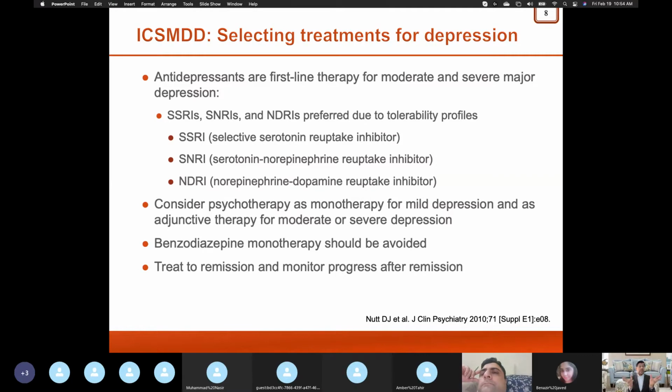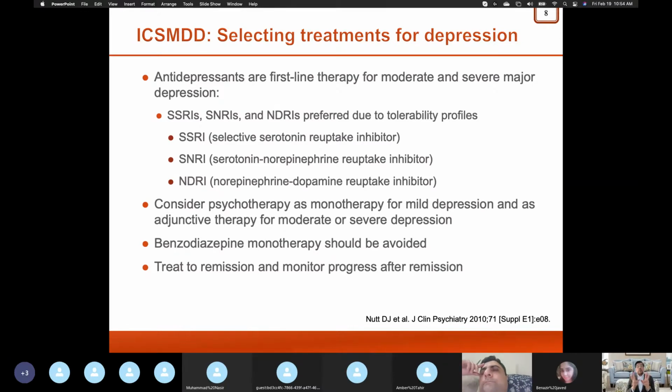Consider psychotherapy as monotherapy for mild depression. And as I was saying earlier, most of the patients who are ending up in psychiatric treatment facilities with psychiatrists are usually moderate to severe, where the first line antidepressant needs the intervention.